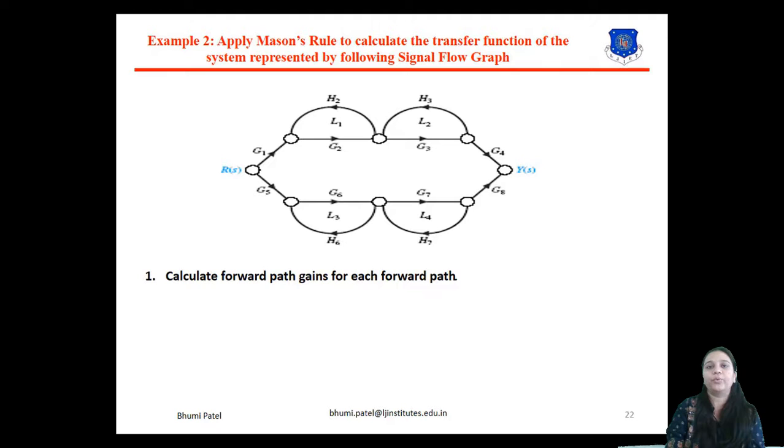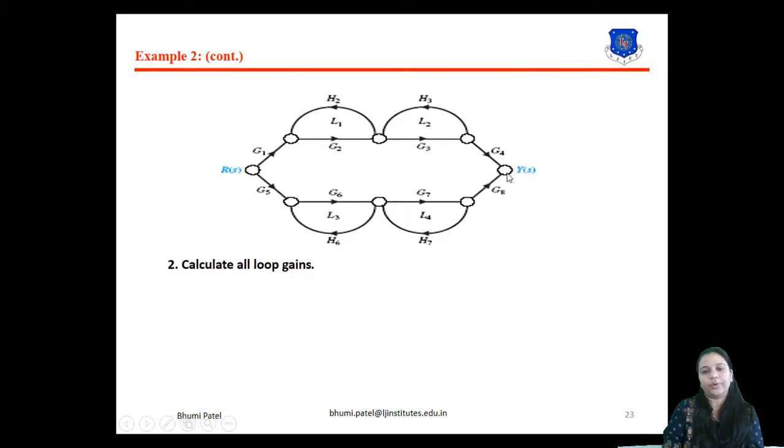Example number 2. Apply Mason's rule to calculate the transfer function of the system represented by the following signal flow graph. Here the signal flow graph is given. First step of the Mason formula is to calculate the forward path gain of each forward path. The first forward path is G1, G2, G3 and G4. The second forward path is G5, G6, G7 and G8. So here there are two forward paths.